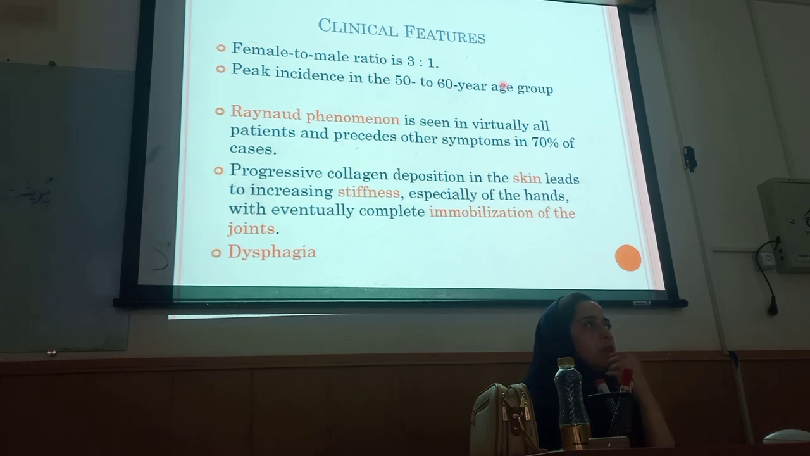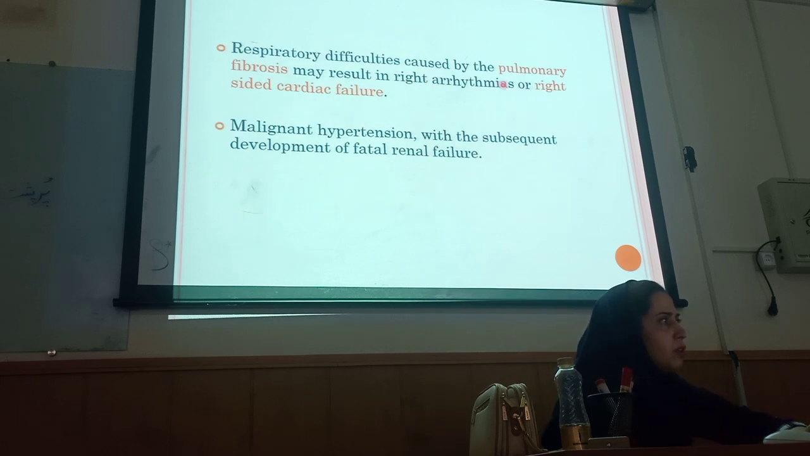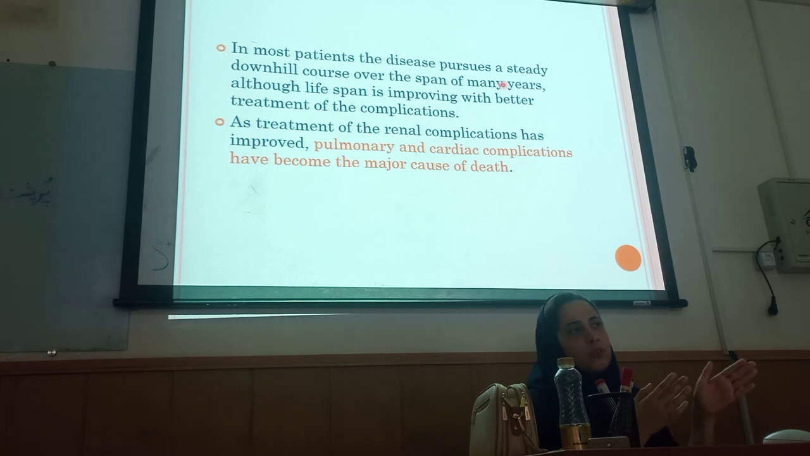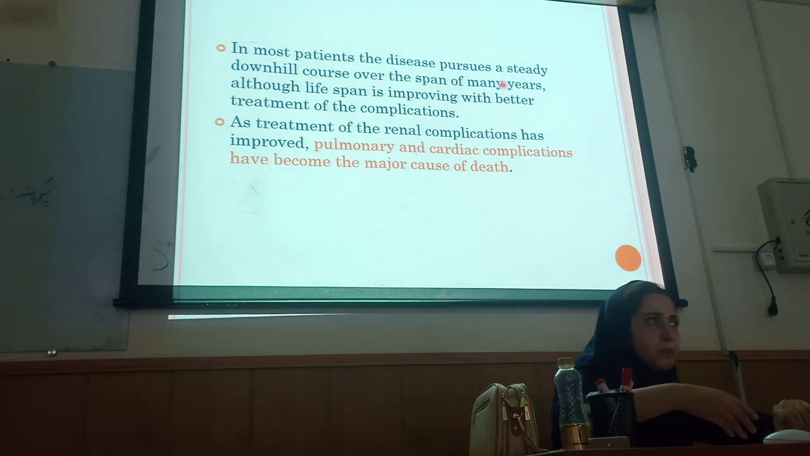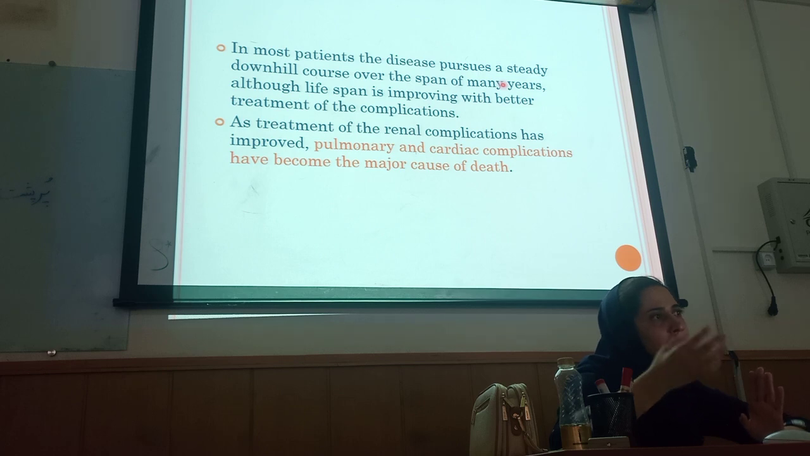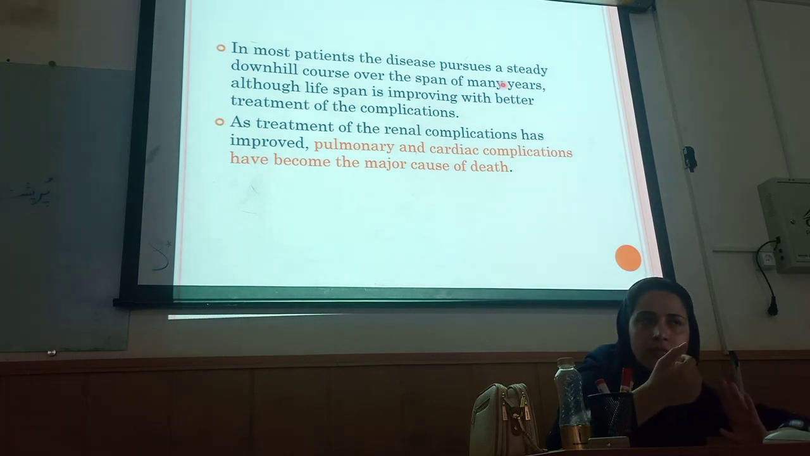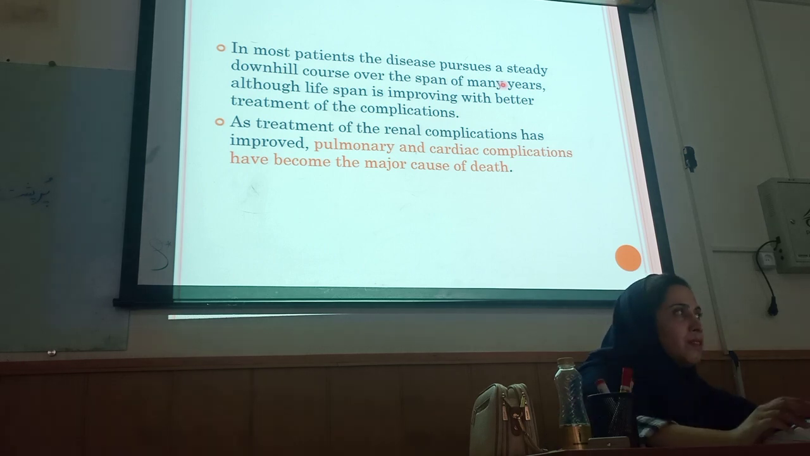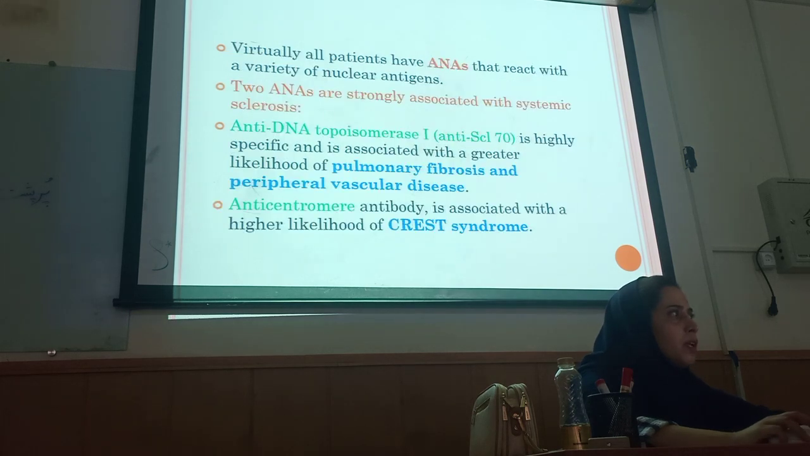About the epidemiology and clinical features, it is more common in females. And the peak incidence is in the 50 to 60 year age group. These are the clinical symptoms, okay? You should learn them, but you will learn them in the future. The most important things you should know are the pathogenesis and the laboratory evaluation of the diseases, except scleroderma, in which clinical symptoms are also important.